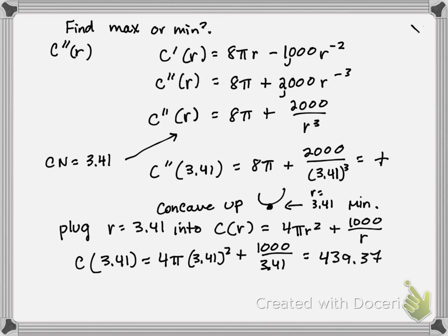Crunching that number, I get 439.37, but remember, that's in cents. Now, if I want to change that to dollars, I just have to move the decimal 2 places to the left. So in dollars, the amount is going to be $4.39. That is the minimum cost that can will be. So that's how you do example number 3. We have 2 more left after this, so go ahead and watch the next one.